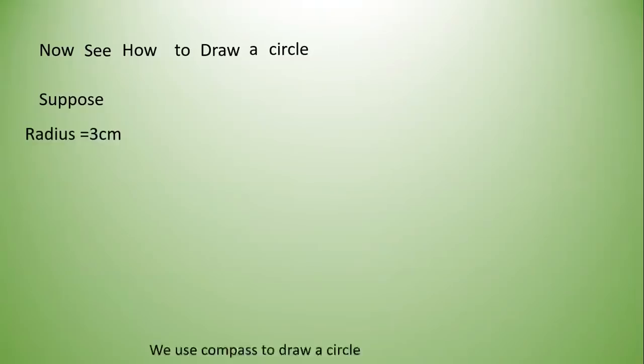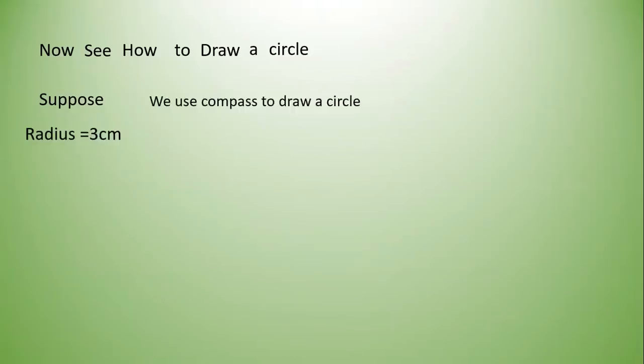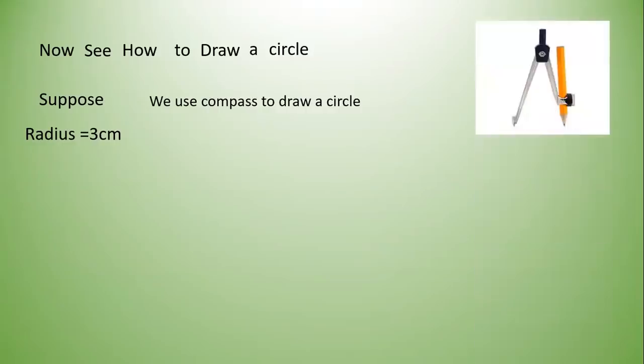Now, see how to draw a circle. Suppose radius equals 3 centimeter. We use a compass to draw the circle. Compass, you know, no? We say that rounder. This is the figure of compass.